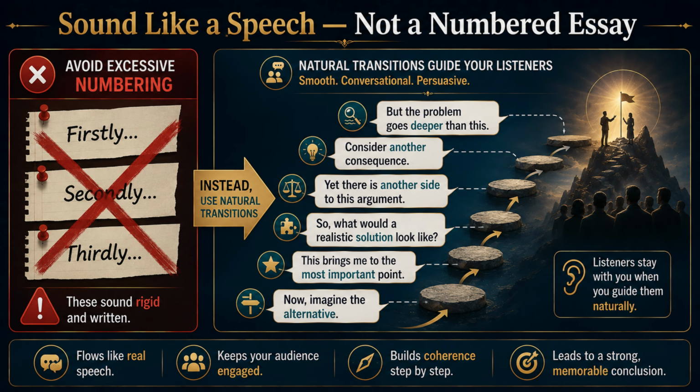Your audience should always understand why you are moving from one point to the next, instead of relying constantly on firstly, secondly, and thirdly. Use transitions that sound more natural when spoken. But the problem goes deeper than this. Consider another consequence. Yet there is another side to this argument. So what would a realistic solution look like? This brings me to the most important point.